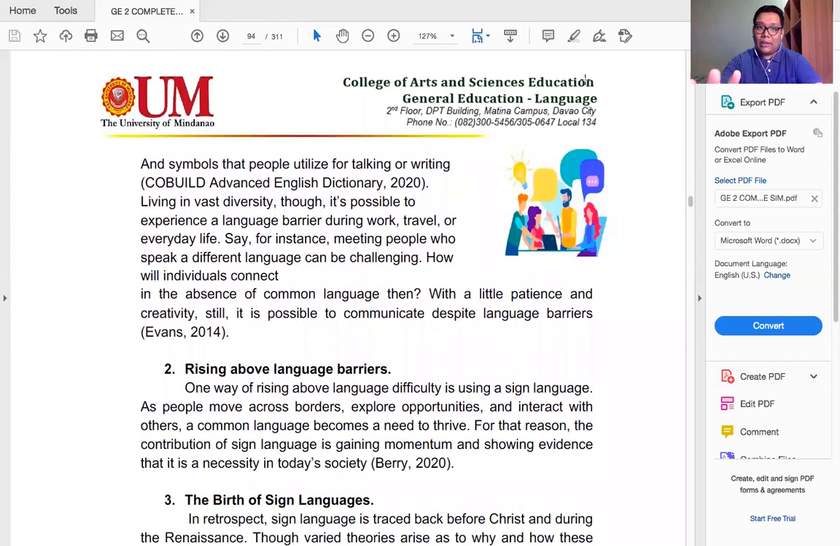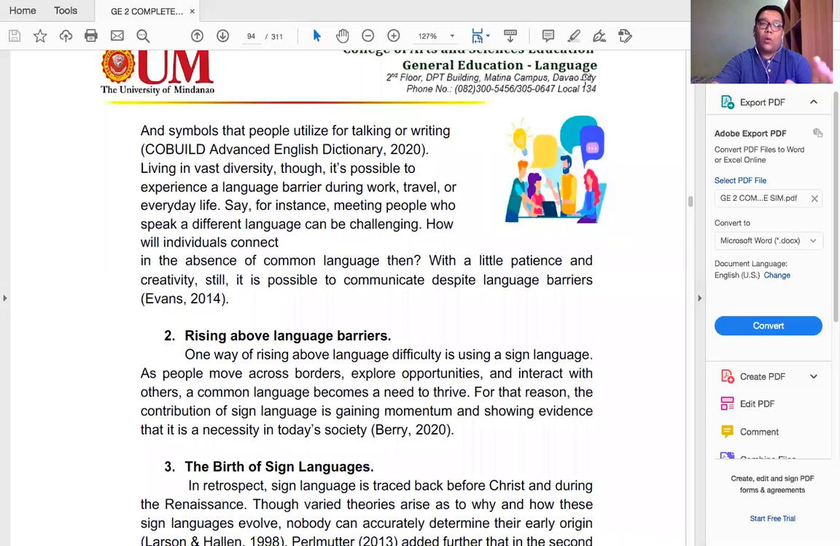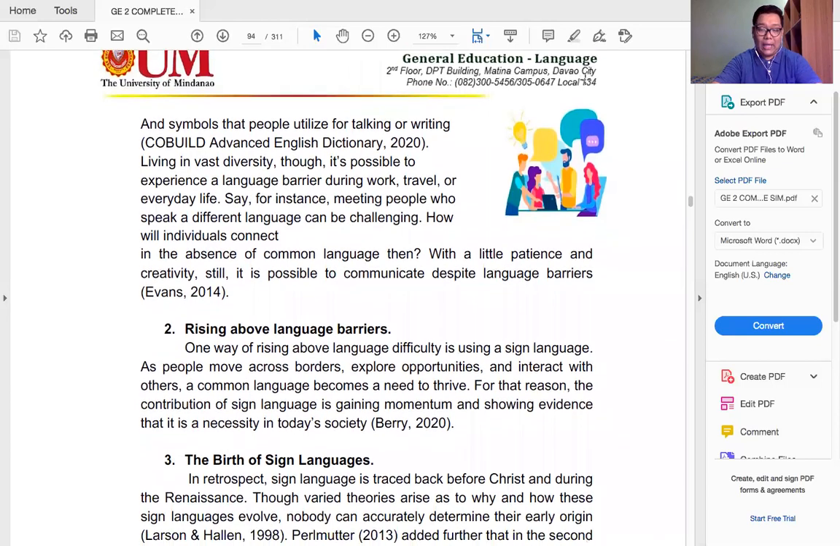Now, we cannot avoid language barriers. Let us admit it. Language barriers in terms of multicultural communication are totally inevitable. Hence, what we need to do is to adjust ourselves and make sure that we adapt to these language barriers so that we could still communicate effectively with people. One way of rising above language difficulty is using sign language.